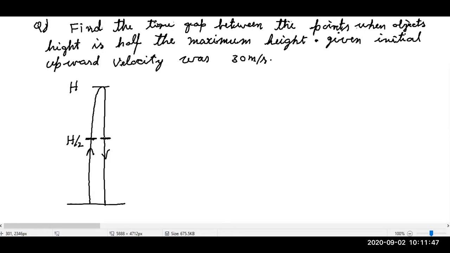So what we are going to do, how to solve this kind of question? We will write s equal to ut plus half at square. This equation we are going to write, and at place of s we will write h by 2, because at h by 2 we have to find the 2 times. So corresponding to this we will have 2 different times.